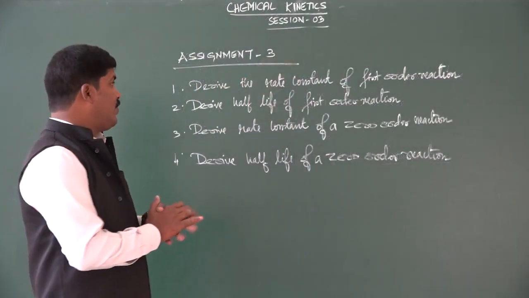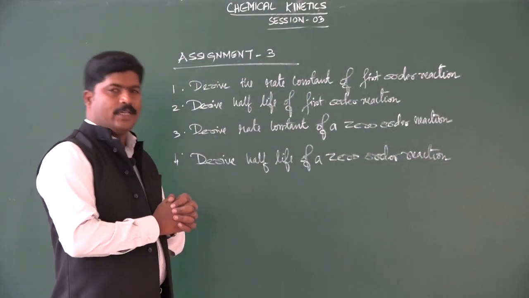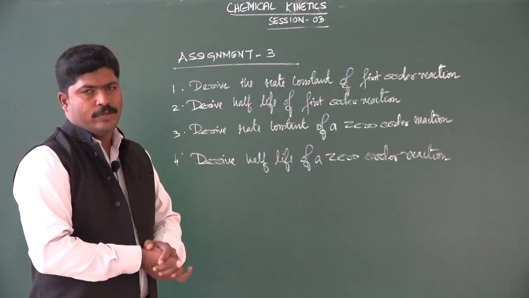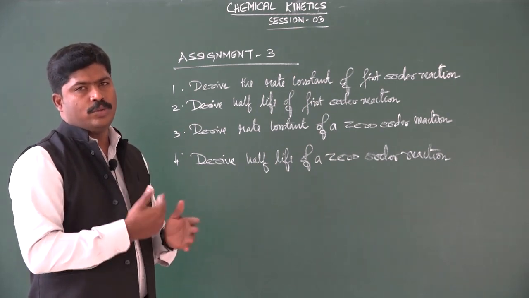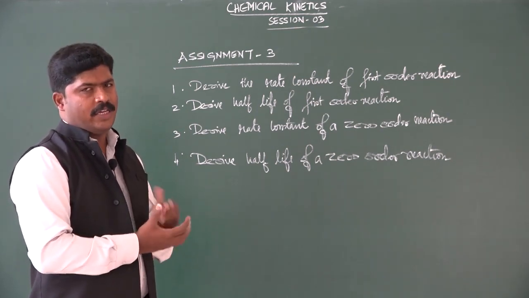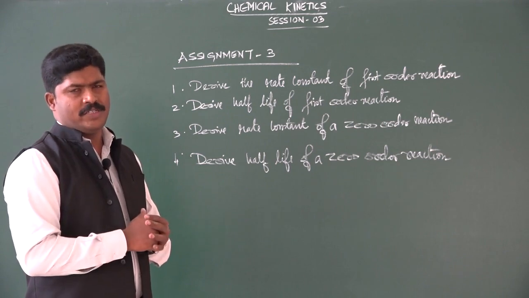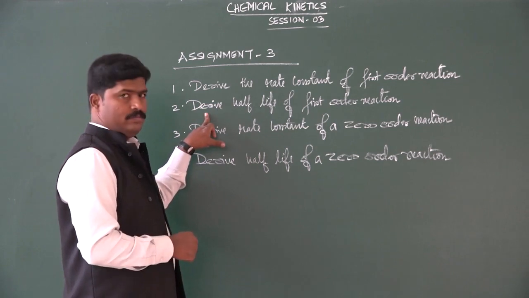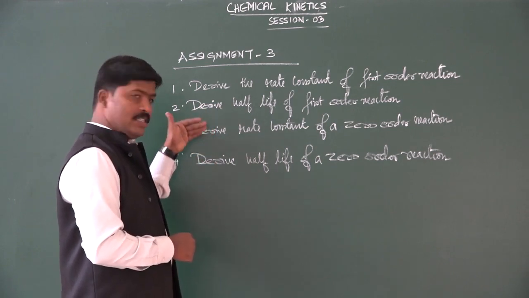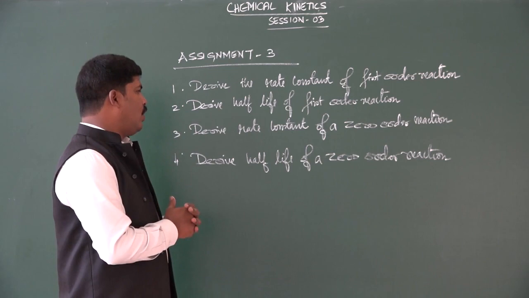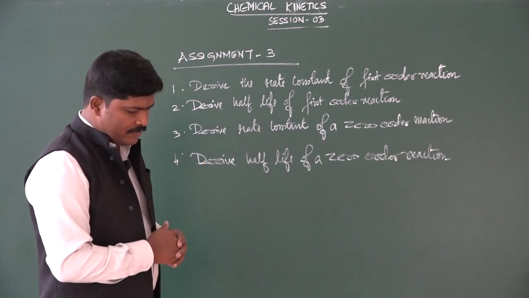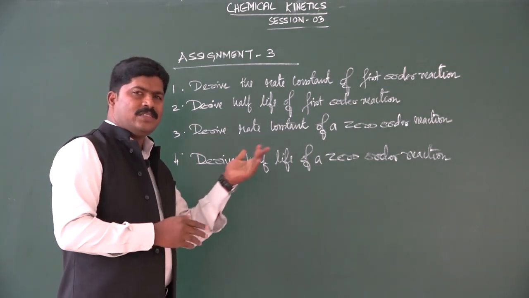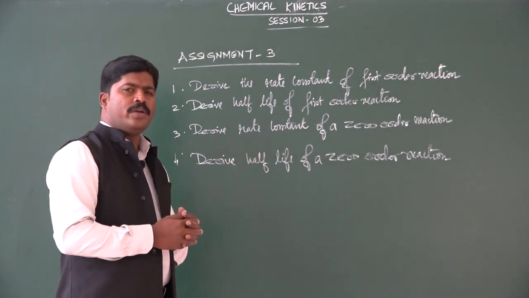Coming to the end of session 3, I am giving an assignment so that in the virtual classroom there is some accountability of writing on the students' side. You must make a note while you go through the session. In session 3, I brought 4 important questions: derive the rate constant of a first order reaction, derive the half life of a first order reaction, derive the rate constant of a zero order reaction, and derive the half life of a zero order reaction. Make a practice of these 4 very important questions, which I discussed in today's session.